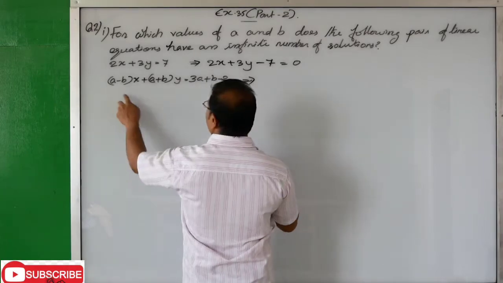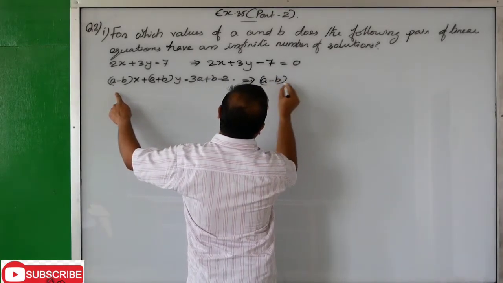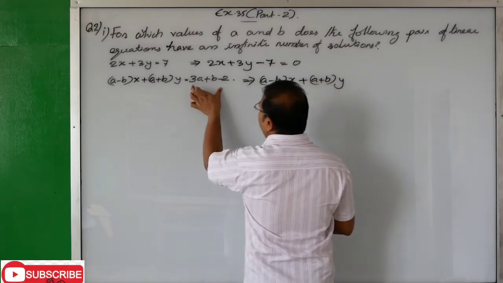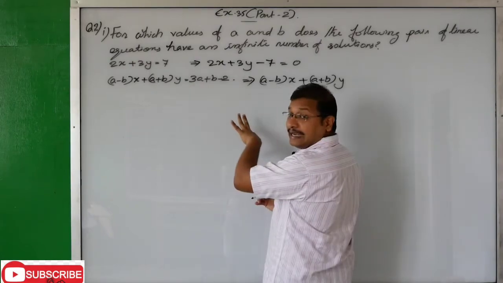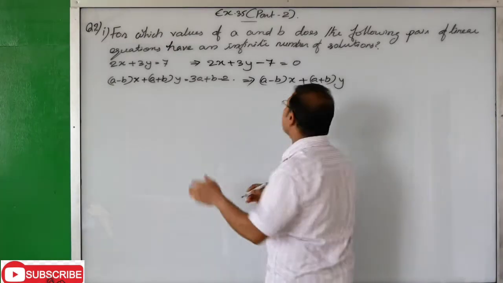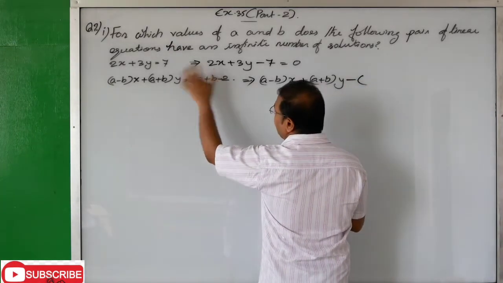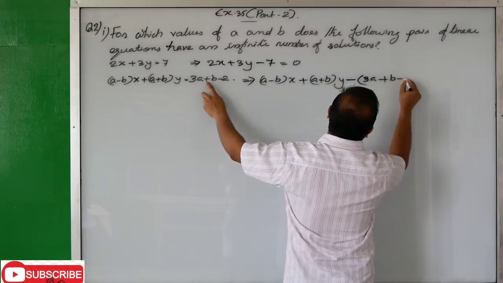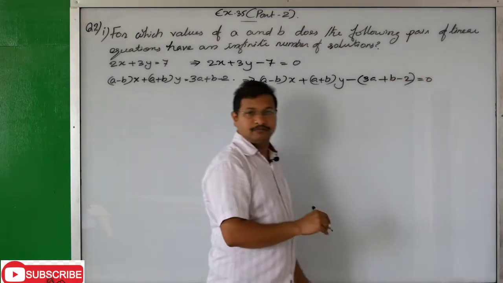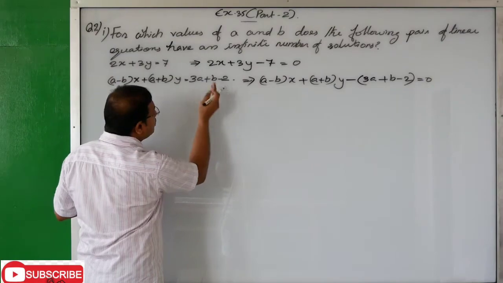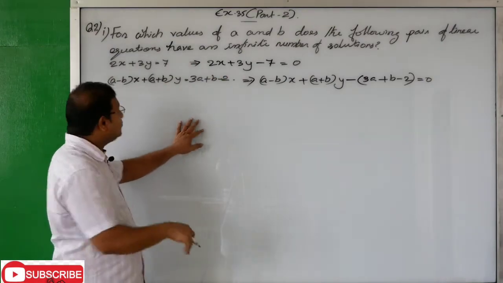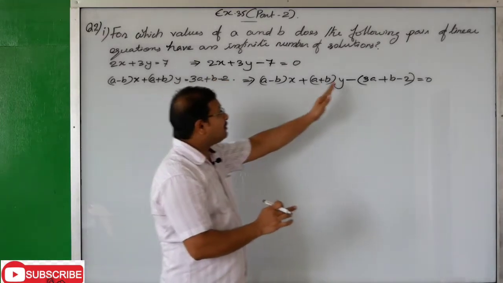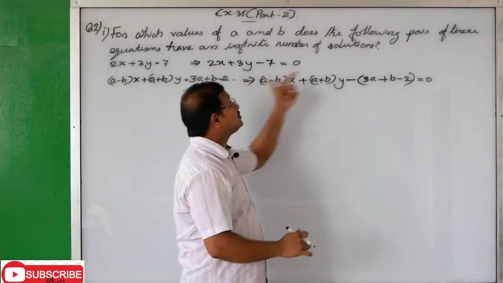Second equation, what will we do? Here we already have (a minus b) into x plus (a plus b) into y. See, 3a plus b minus 2 is on the right side, will carry to the left. Then what will happen? It will be minus. So, minus of, I am writing the entire term inside the bracket, 3a plus b minus 2 equal to 0. If I carry this 3a plus b minus 2 to the other side, it should be negative, isn't it? 3a should be minus, b should be minus, and 2 should be plus. So what I am doing, I am taking minus as common outside and writing the terms the same.